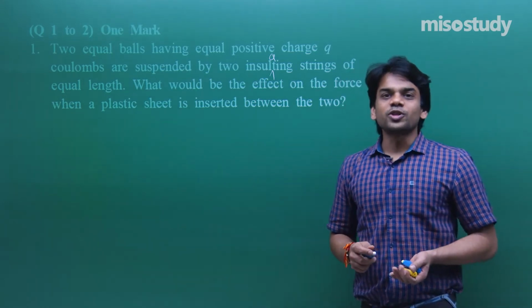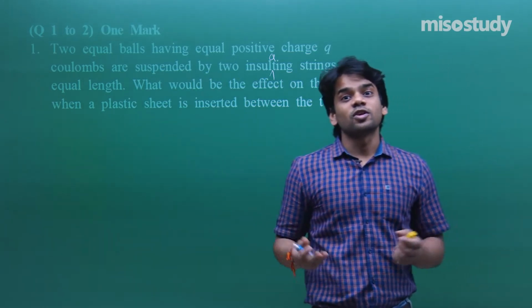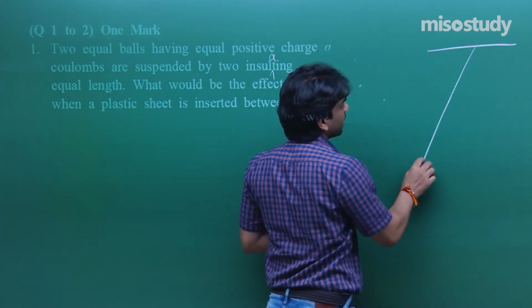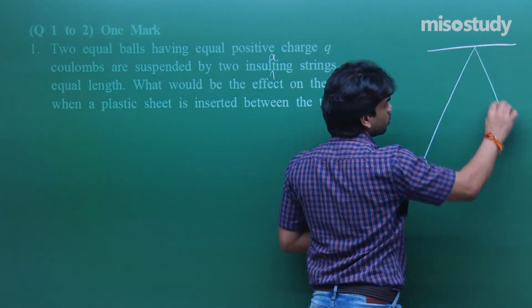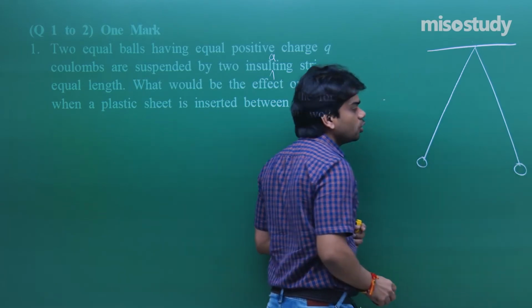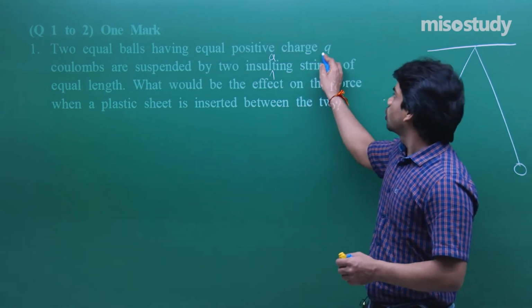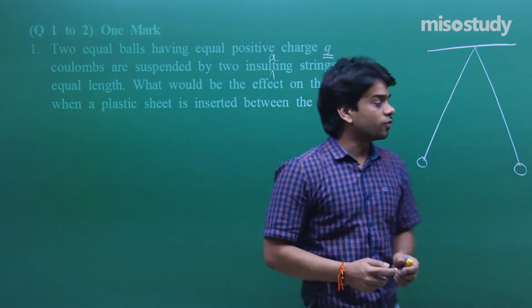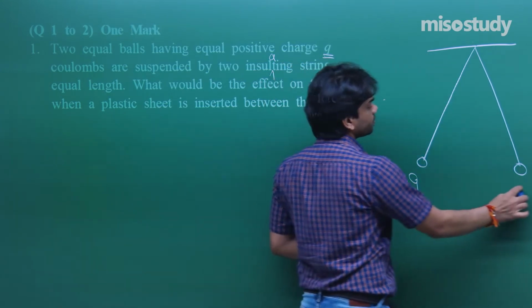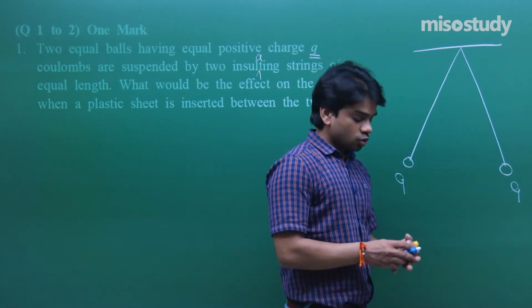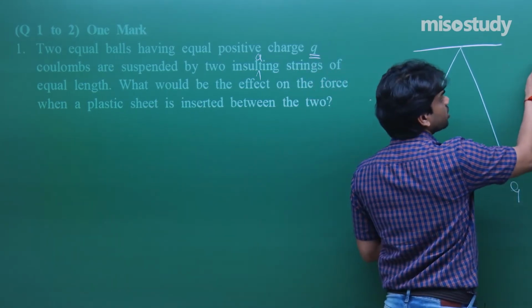Now, it's a very simple question. It has asked what is the effect on the force acting between two charges. So the case will be something like this. We have two insulating strings and two balls which are carrying charges. You see the charges, those are Q coulombs on each of them. So if I mark this Q, let's say initially the space between them is vacuum, so the force acting between them will be when it's vacuum.